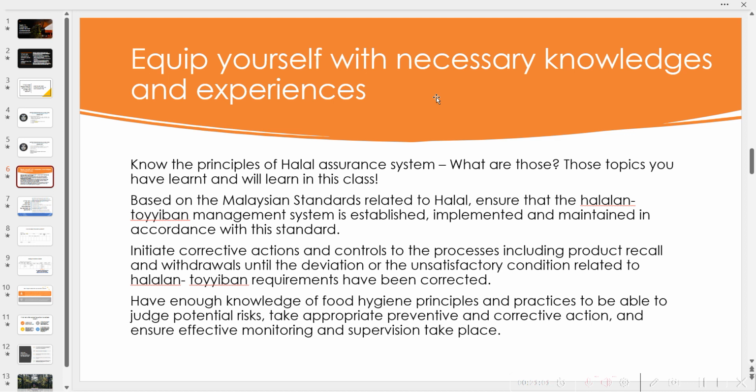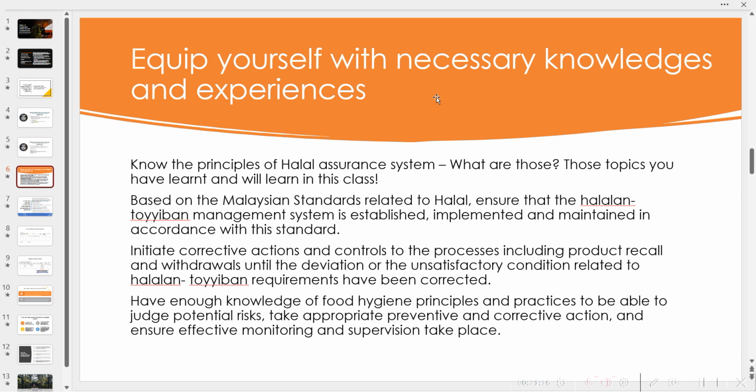We call it in Malay, panggil semula, tarik balik dari pasaran. Right? So in some cases it will go up to this level. Okay, this topic we will learn in the next classes. What is the SOP.